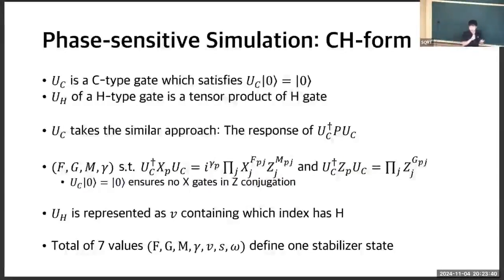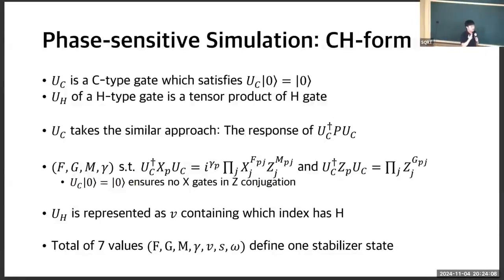Because if it has UC, then it cannot have any difference if I apply Z here. So it does not have any change of 0 to 1 component. So we can just easily prove that with the first equation, applying Z and then UC dagger.